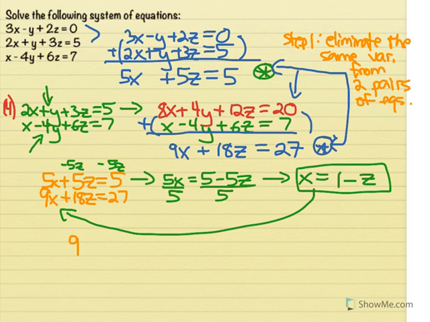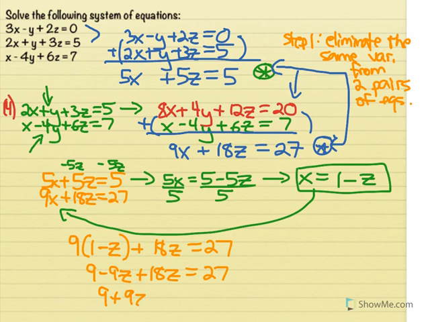So now I say 9, and instead of x, it's 1 minus z, because I'm substituting that in, plus 18z equals 27. I'm going to multiply this through. 9 minus 9z plus 18z equals 27. So then I get 9 plus 9z equals 27. 9z equals 18. So z equals 2. Once you've found one of the variables as its actual number, I would recommend putting a box around it so you don't get lost.